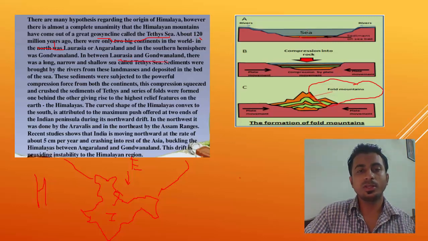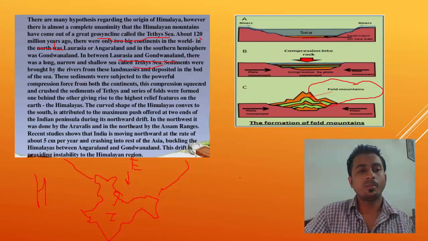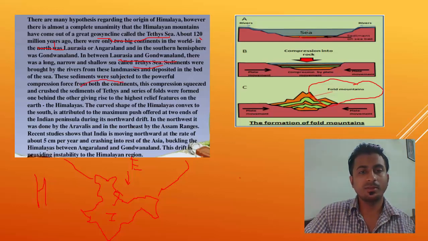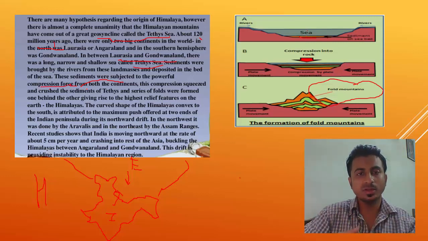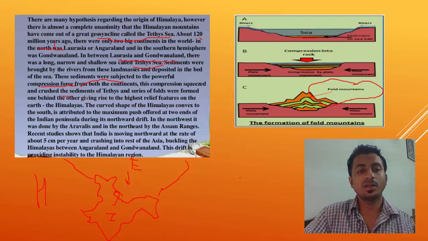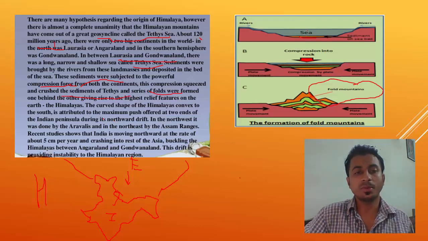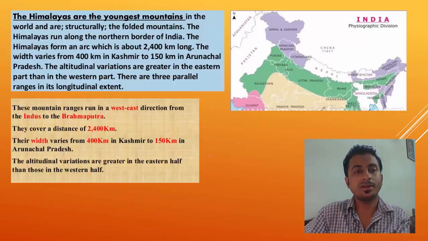Now I told you about Laurasia and Gondwana land, and between them was Tethys Sea. When the plates moved towards each other, the sediments underwent compression force. Compression means to press towards each other and crush the sediments of Tethys, and folds were formed. That's why Himalayas are called young fold mountains, because they are recently formed, and they are formed due to folding of the sediments. So that's all the explanation they have given here. Now let's move on to our next slide.